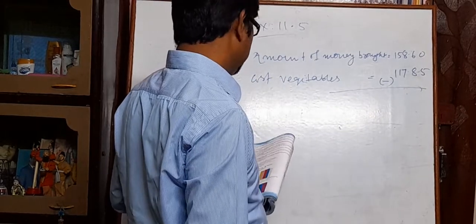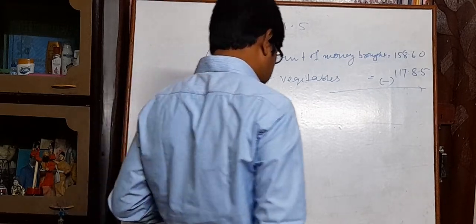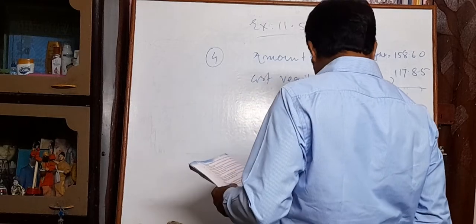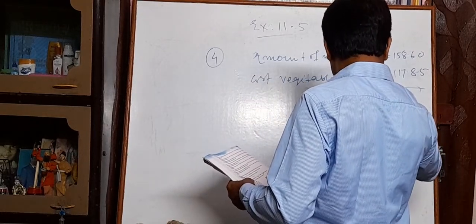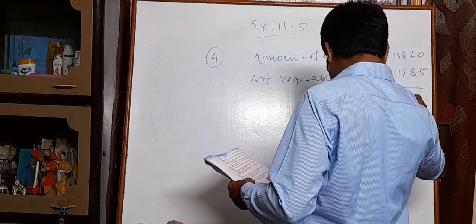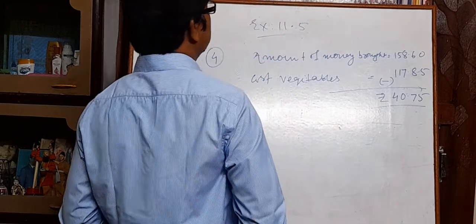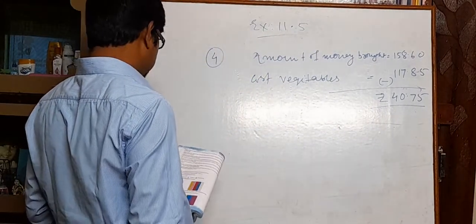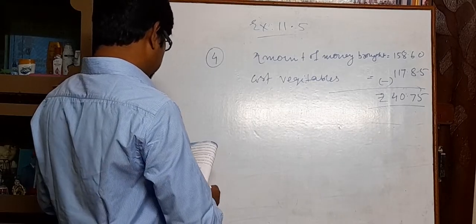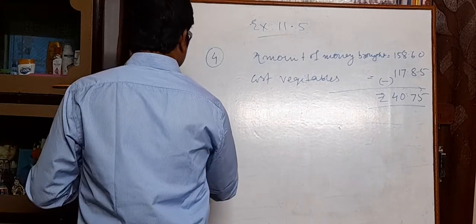Now how much money will be left with her? You have to subtract. After subtracting, how much are we getting? We are getting 40 rupees 75 paisa. You can subtract on your own and see the answer is rupees 40.75. Okay, now see question number 9.